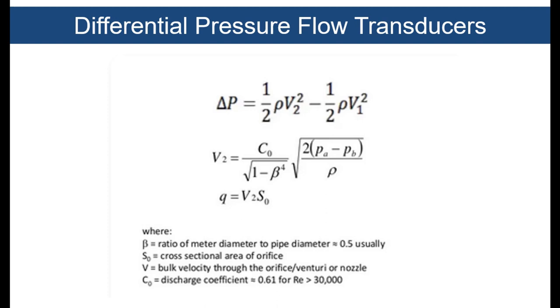In this whole equation, beta is the ratio of meter diameter to pipe diameter, that is 0.5 usually. S0 is the cross-sectional area of the orifice. V is the bulk velocity through the orifice or venturi or nozzle. C0 is a discharge coefficient, that is nearly 0.61. So this is the typical formula used for the measurement of the change in pressure, through which we get the data of flow in the differential pressure flow transducer.